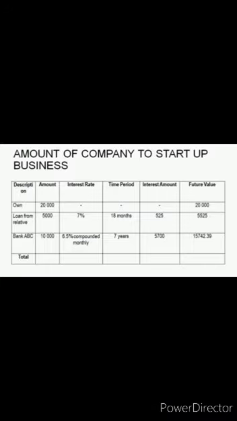I would like to introduce the amount of Love and Story Bakery company to start up the business. Firstly, for our own contribution, the amount is RM 20,000. Next, we get a loan from Latif in the amount of RM 5,000 with 7% interest over an 18-month time period, with 525 interest amount and 5,525 for future value. Next, from Bank ABC, we get RM 10,000 at 6.5% compounded monthly for 7 years, with 5,700 for interest amount and 50,742 ringgit and 39 cents for future value.